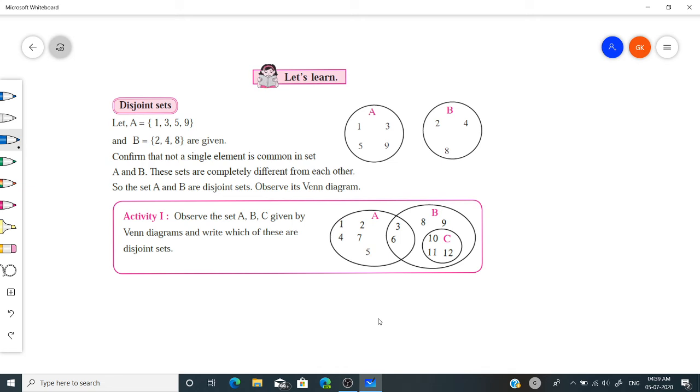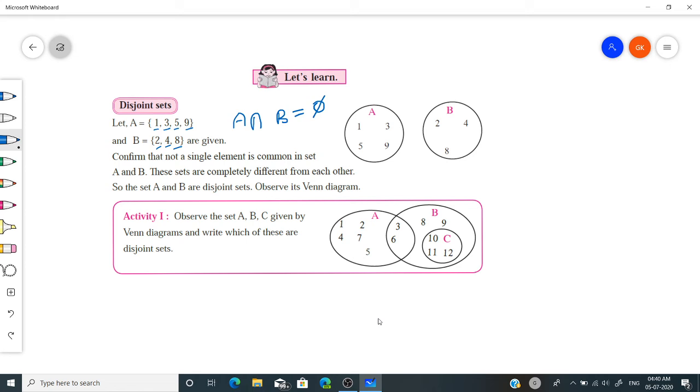Disjoint set: if there is no element common, no single element is common between the sets, then that set is called a disjoint set. Suppose here is the set A having the elements 1, 3, 5 and 9, and the set B having the elements 2, 4 and 8. There is no common element between A and B. Therefore A and B are disjoint sets. In another way, we can define it as A intersection B is equal to phi.